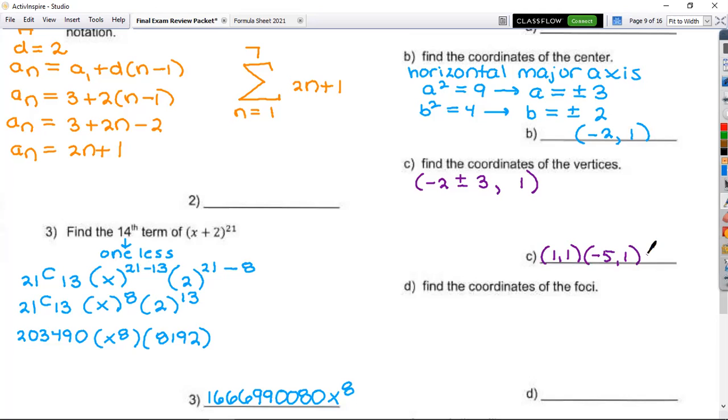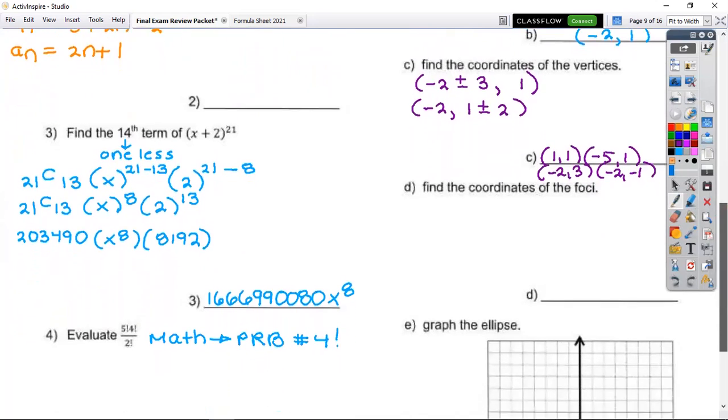Next vertices, so I'm going to grab my center. So I would go -2, and then I'm going to go 1 plus or minus the 2. So my last two vertices would be -2, 3, and then I have -2, -1. Okay, so your ellipse is going to have the 4.